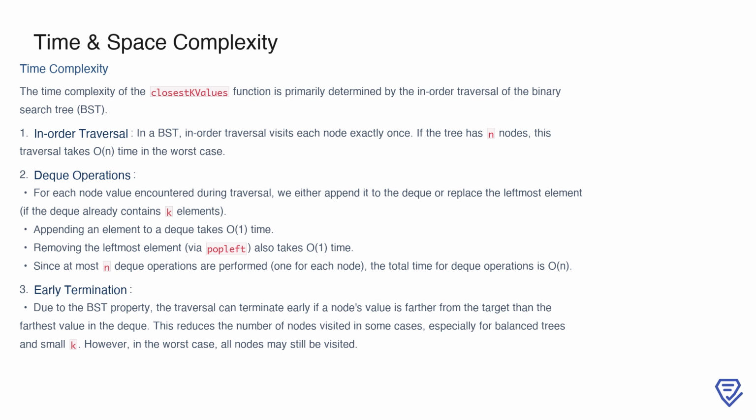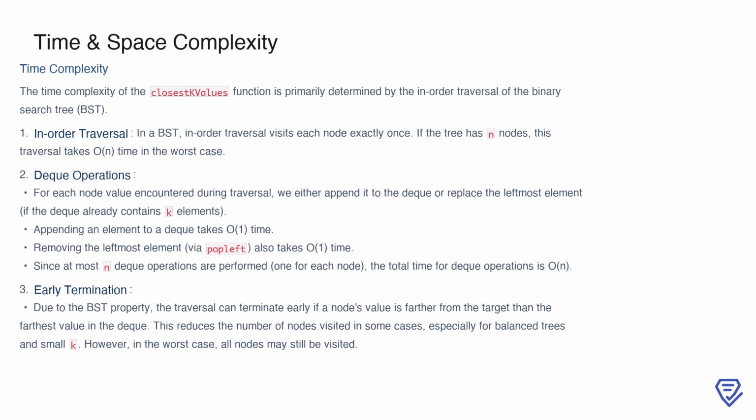If the tree contains n nodes, this results in a time complexity of O(n) in the worst case. While traversing, we perform operations on the deque for each node value. These operations include appending elements, which takes O(1) time, and removing the leftmost element using popleft, which also takes O(1). Since each of these operations is performed at most once per node, the total time spent on deque modifications is O(n). Additionally, the traversal may terminate early if the properties of the BST allow us to skip certain nodes.